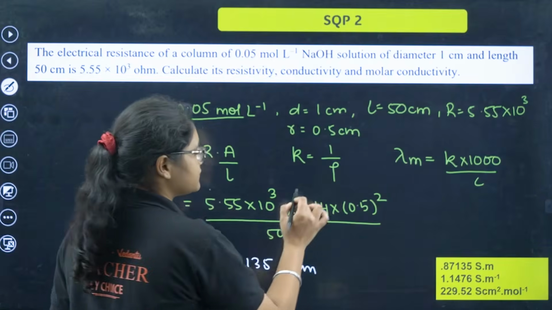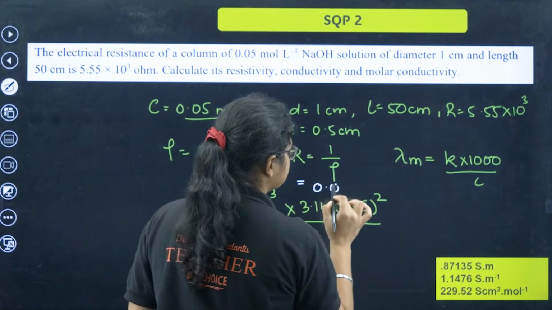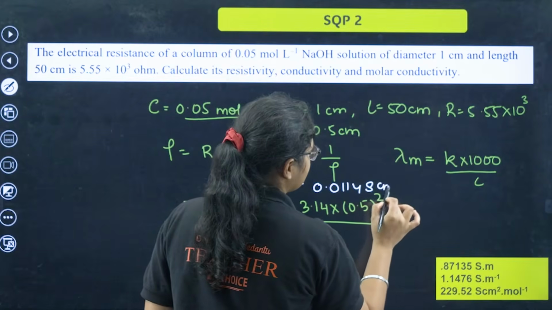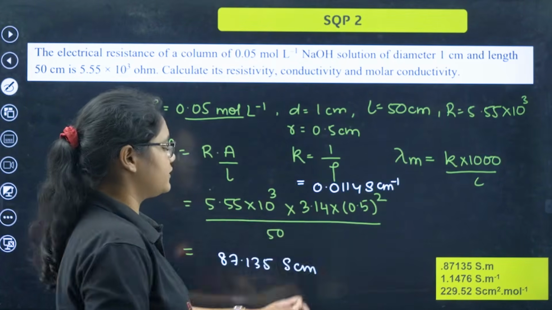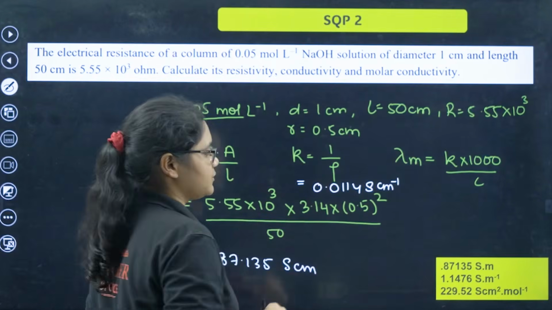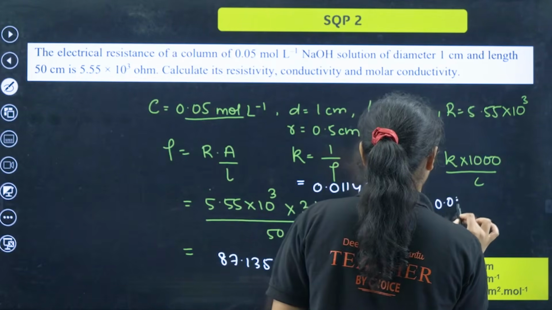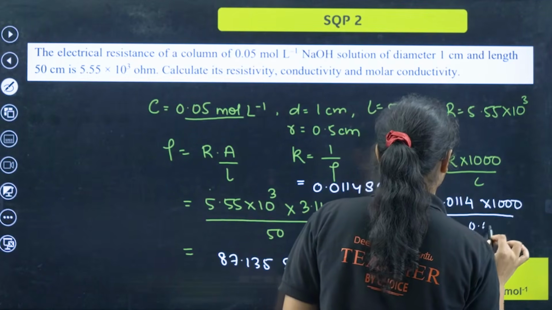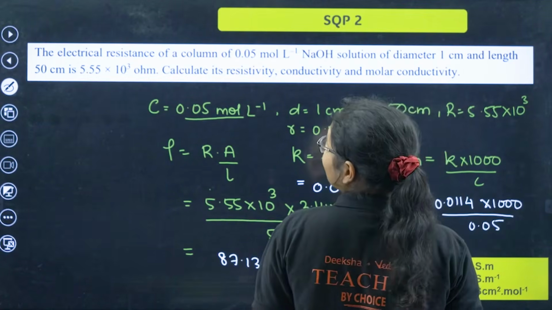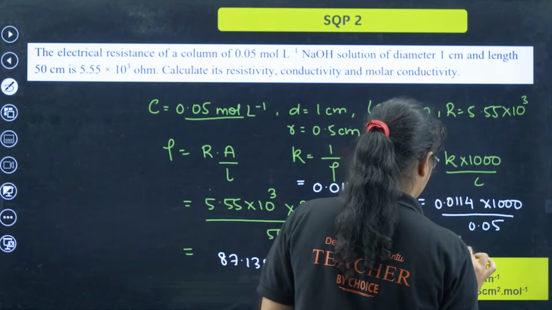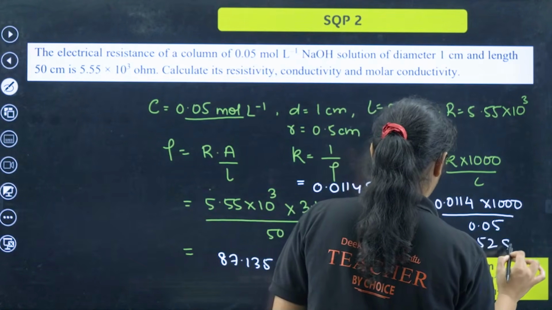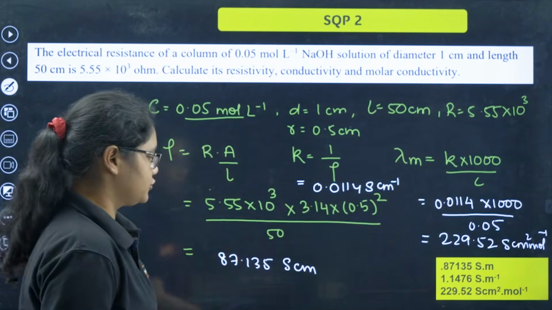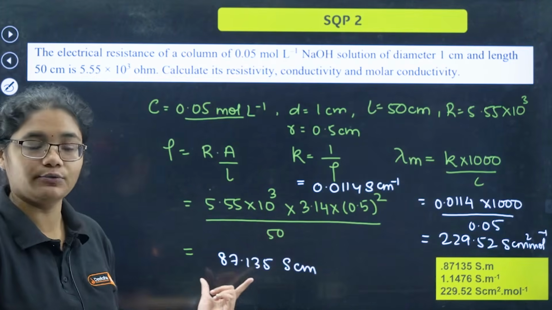Now if I substitute this one, the kappa value I'll get is 0.0114. Okay, that is S centimeter inverse. Okay, you got this value. Now if I substitute this one, that is 0.0114 into 1000 by C. C is 0.05. That will give me how much? The final value will be 229.52 S centimeter square mole inverse. Okay, so here answers are in meter, here I have given you in centimeter.